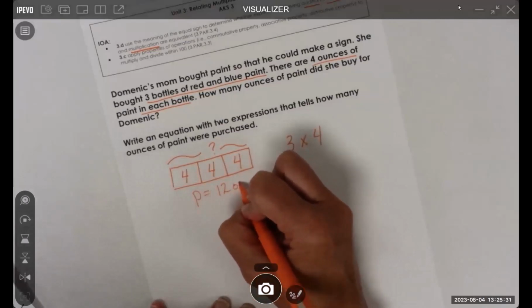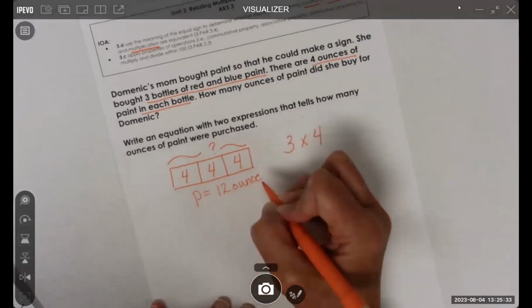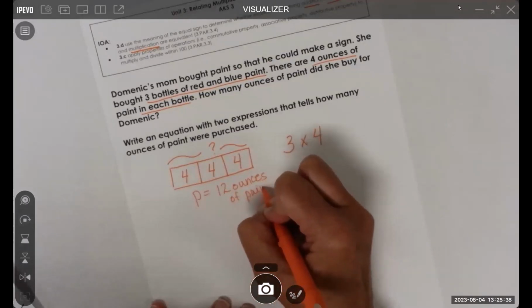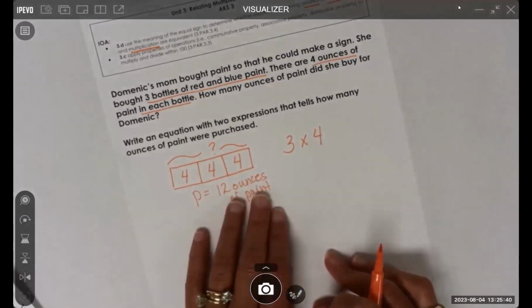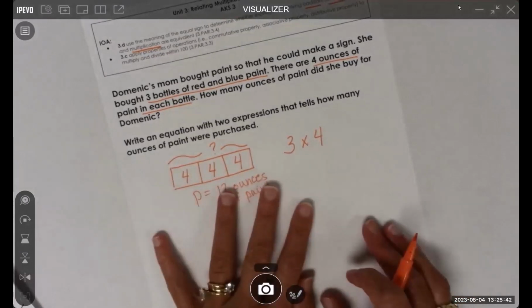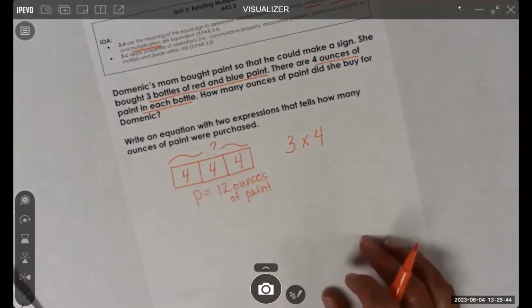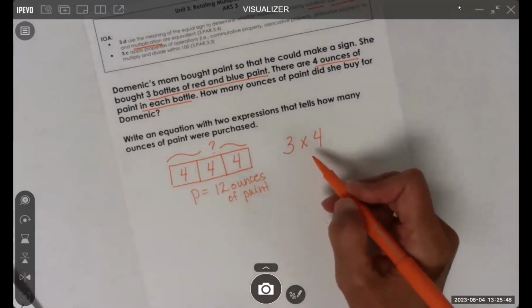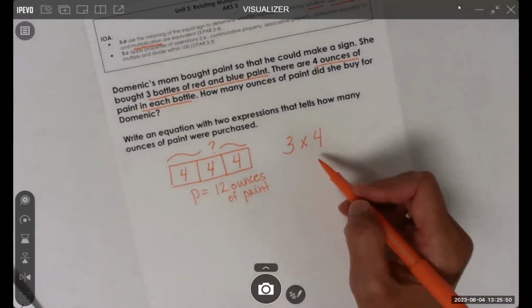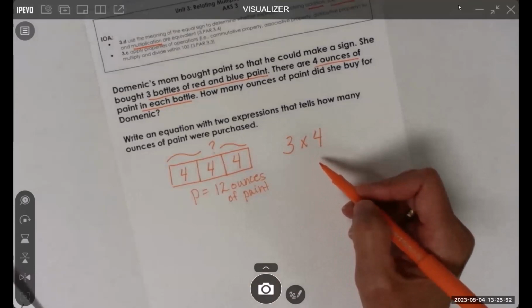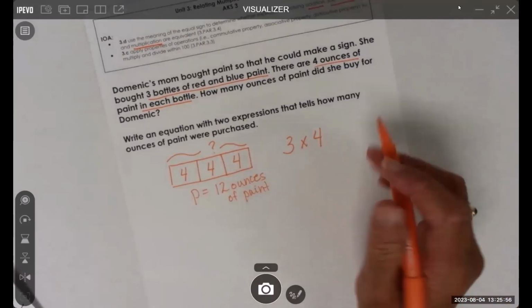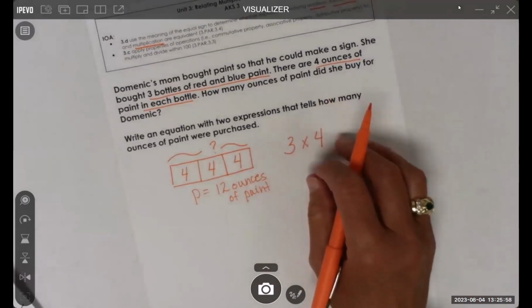I have 12 ounces of paint. Okay, and P is for paint. I just happened to rewrite it there. So now we have to think about another expression that is equivalent to 3 times 4. We are going to talk through the concrete representational abstract learning progression for the remaining part of this problem.